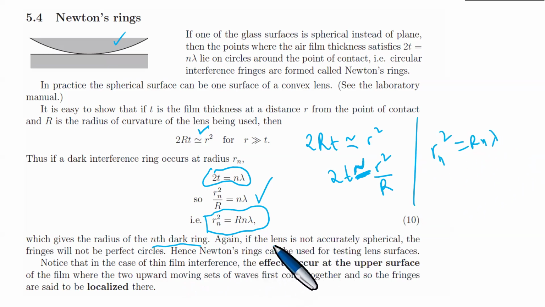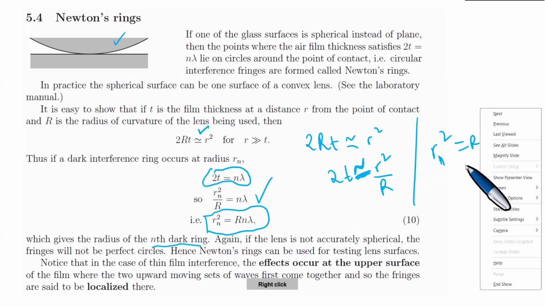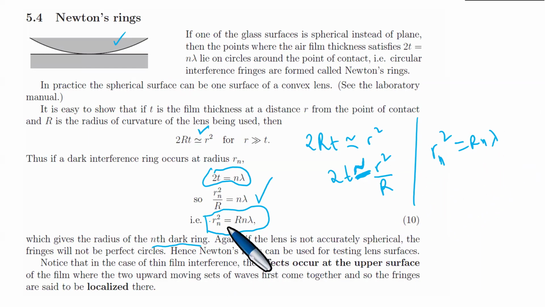Again, if the lens is not accurately spherical, the fringes will not be perfect circles. Hence, Newton's rings can be used for testing lens surfaces. Notice that in the case of film interference, the effects occur at the upper surface of the film, where the two upward moving sets of waves first come together, and so the fringes are said to be localized there. So the radius of the nth dark ring is given by r_n squared equals n lambda R.